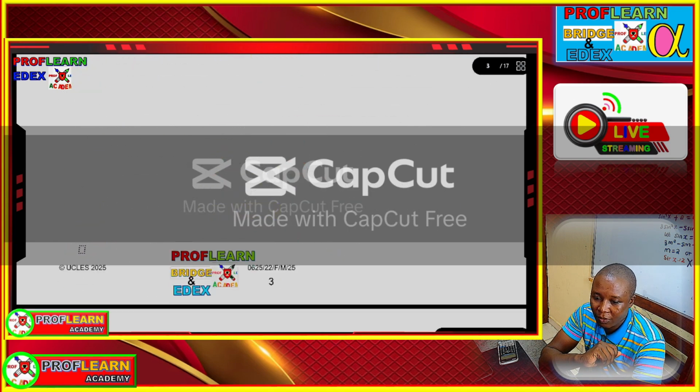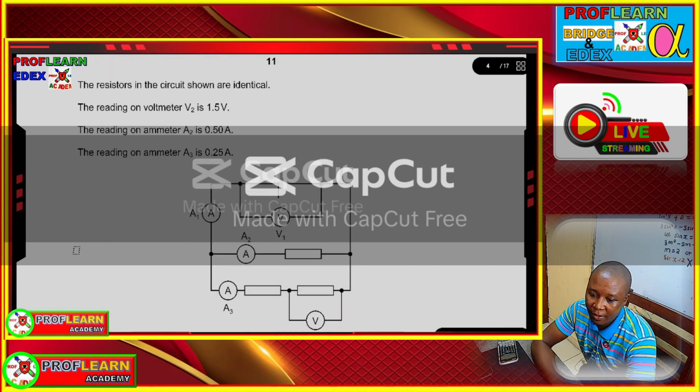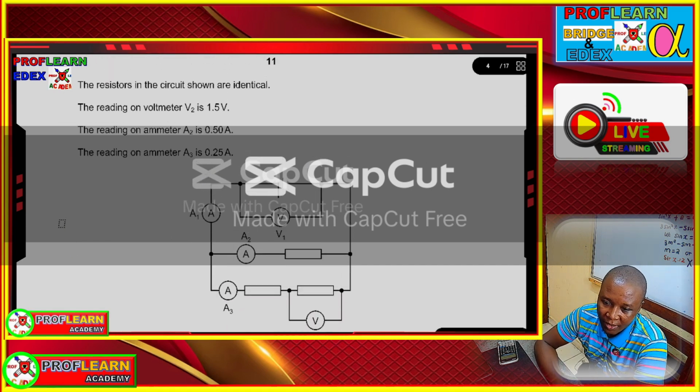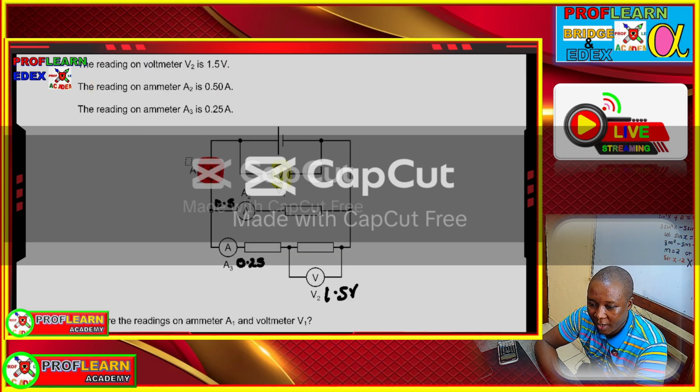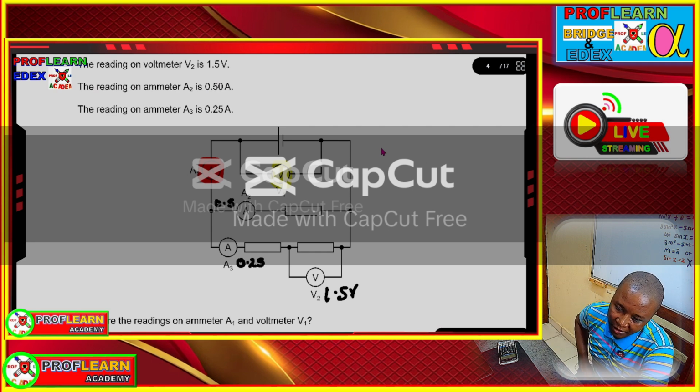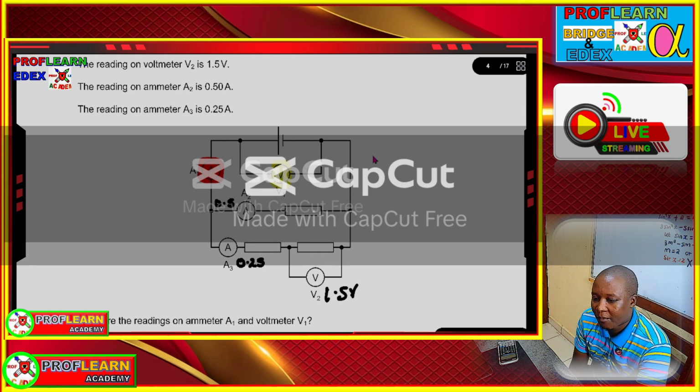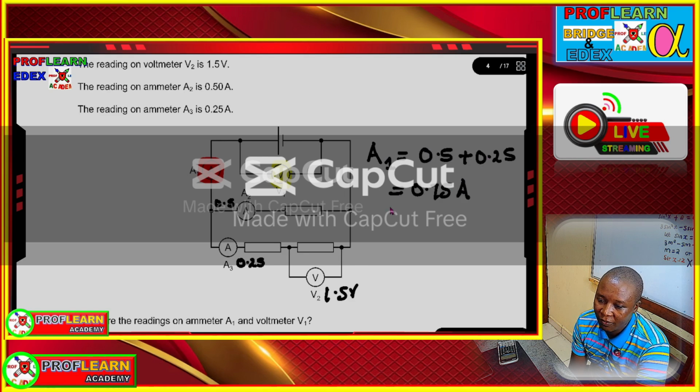Moving to the next question, question number 29. We are told the resistors in the circuit shown are identical. With the information provided, we have voltage V2 as 1.5, current A3 is 0.25, current A2 is 0.5. Then we realize that the total current in this circuit is going to be 0.75. So the current in ammeter 1 is going to be 0.75.